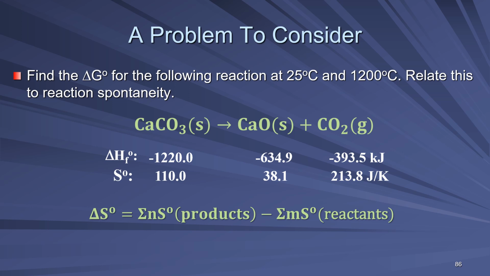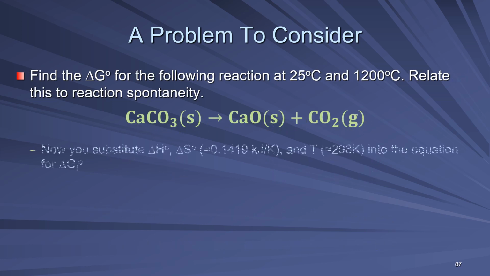Now, again, if we use the S values, we take the products minus the reactants, and we get 141.9 joules per Kelvin. So it's becoming more random, there is more disorder. We're going from a solid to a solid and a gas, so that is more random. So delta S is positive.